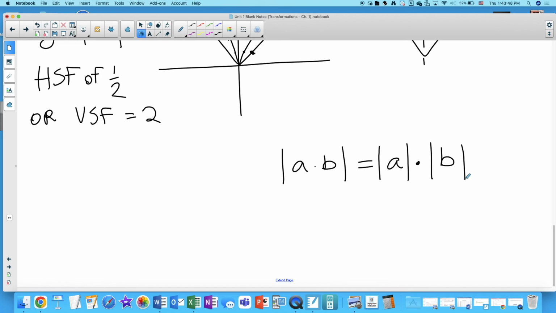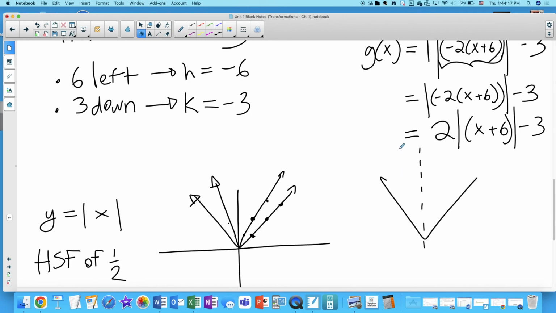If one of them is positive, one of them is negative, let's say this is negative 2 and 3, this would be the absolute value of negative 6, which is 6. This would be the absolute value of negative 2, which is 2, times the absolute value of 3, which is 3. That's 6, okay? So we are allowed to do this. If we're taking the absolute value of a product, we can break that up into the product of multiple absolute values. It works, okay?